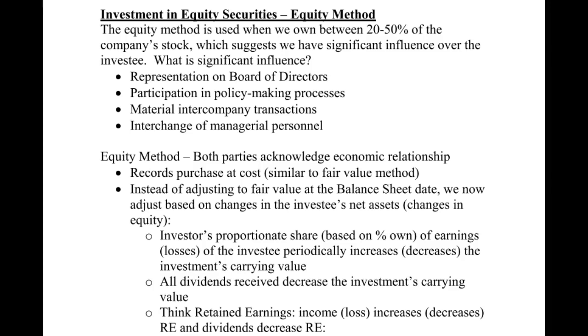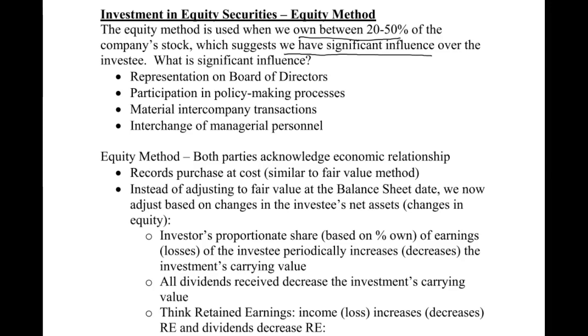All right. So remember, when we're talking about investing in equity securities, there's the fair value method. That's when we have a passive interest of less than 20%. And then when we own between 20 and 50%, we call it the equity method. And this suggests that we have significant influence. So you have to have significant influence in order to use the equity method.